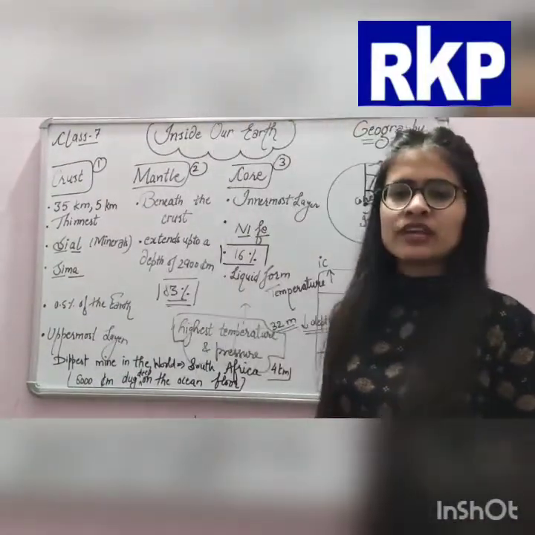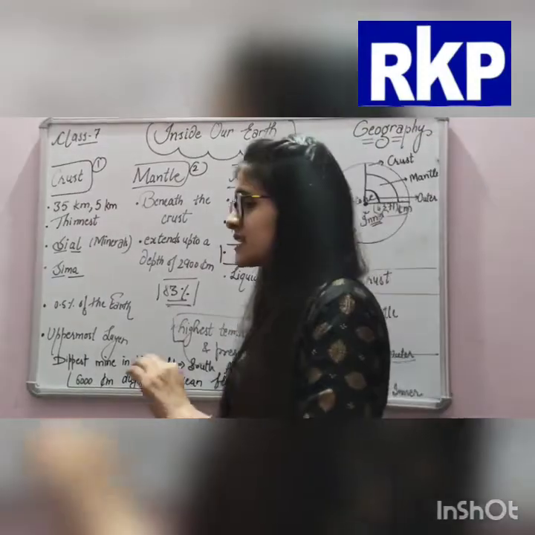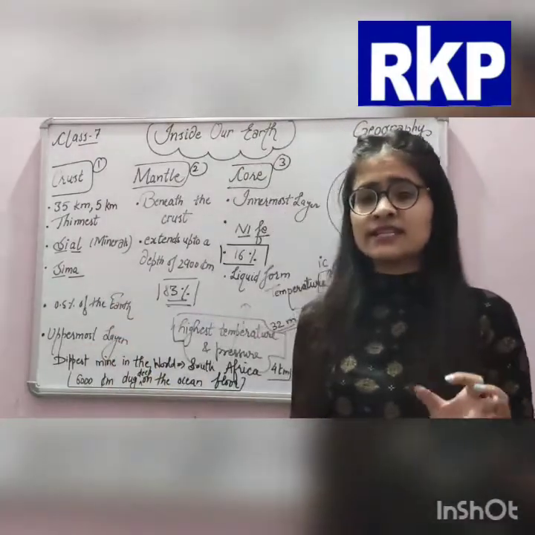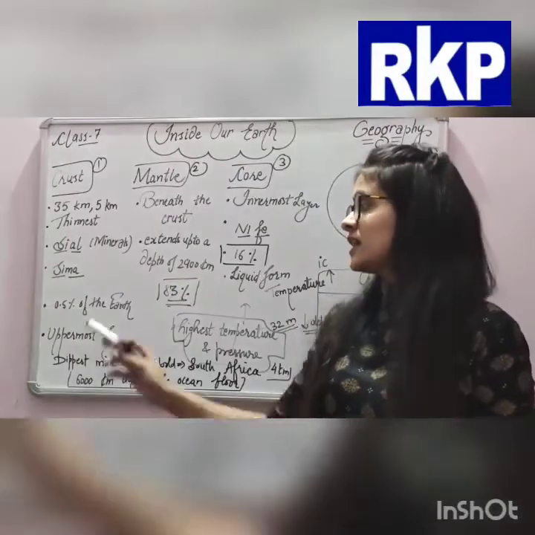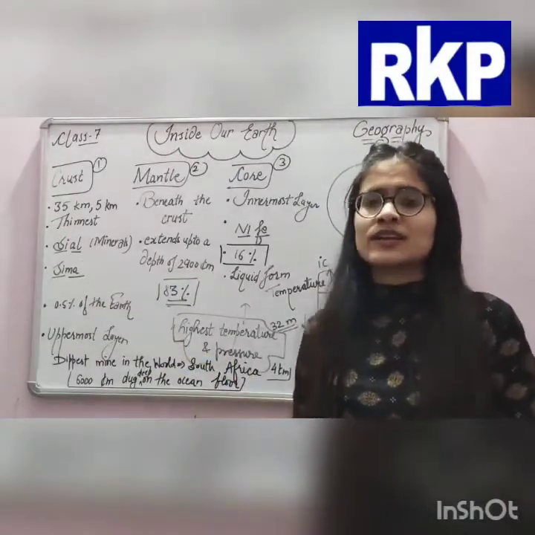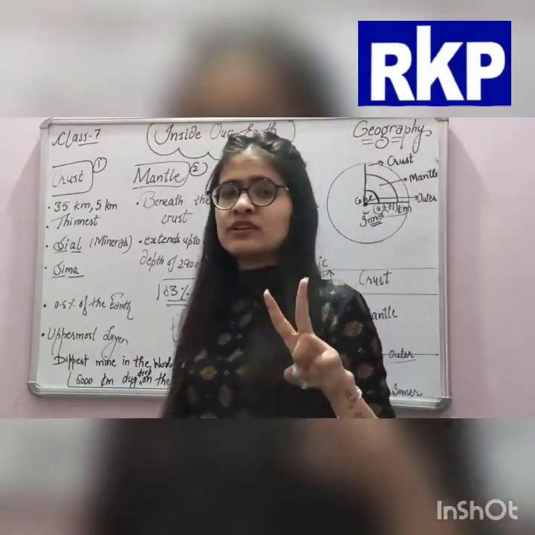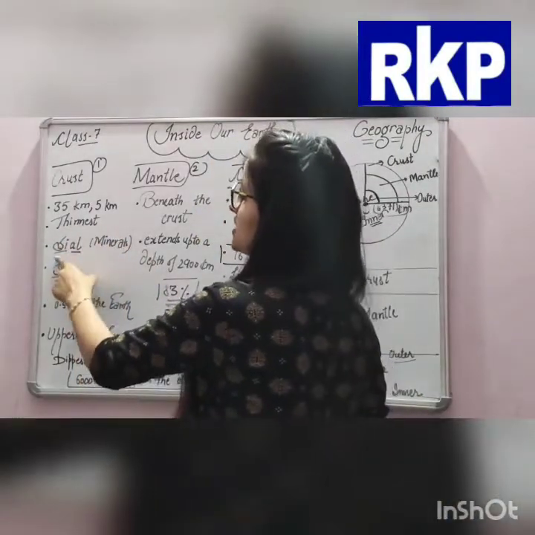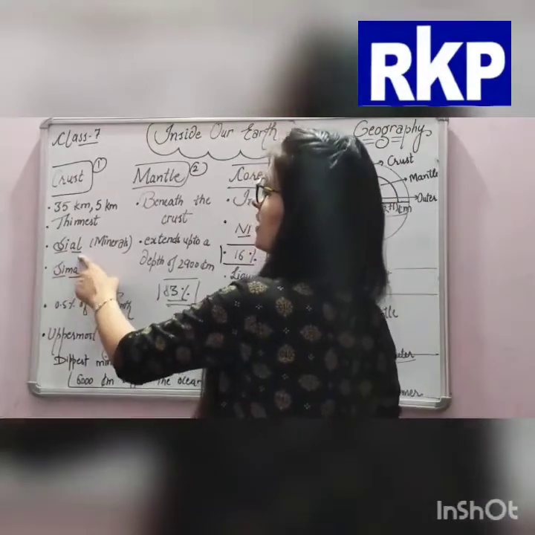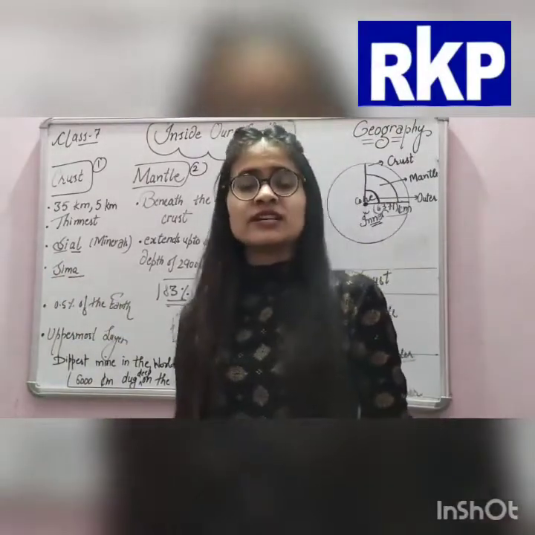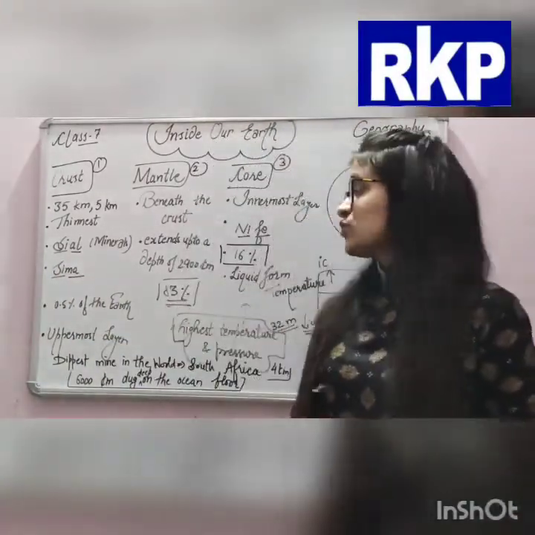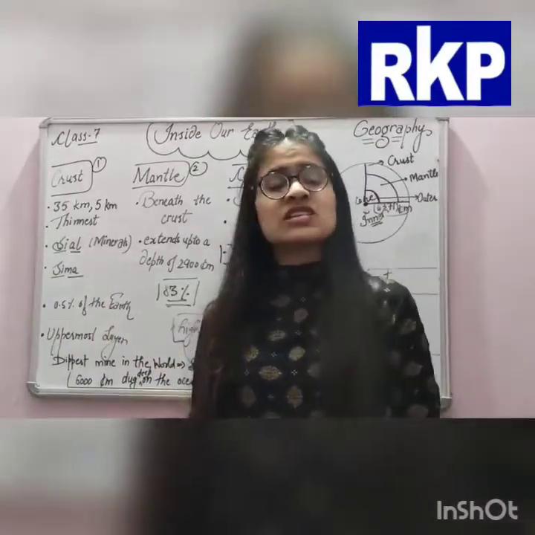Next are the minerals. Crust has main minerals, and these are Sial. What is Sial? Sial is made up of 2 minerals. Si means silica and Al means alumina. Silica and alumina. That's why we have given them the name Sial.